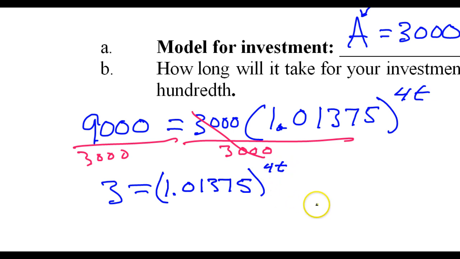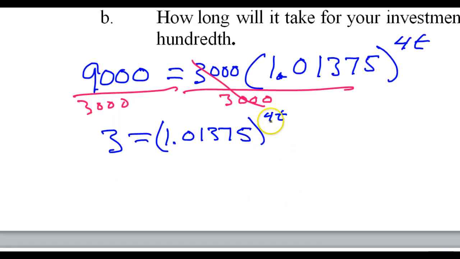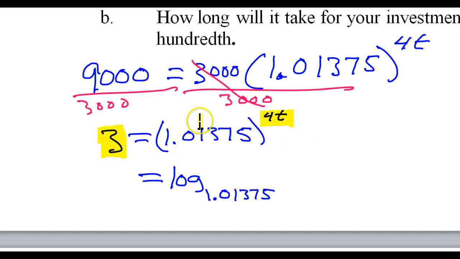Now we're trying to find t. So the best thing to do now is to rewrite this in log form. So in log form, of course, we're going to have log base, something. Now this decimal number is the base, so I need to write log base 1.01375. Now the rest of it is going to change sides, so this and this will switch sides of the equation. So the 4t is going to end up over here, and the 3 is going to end up over here.